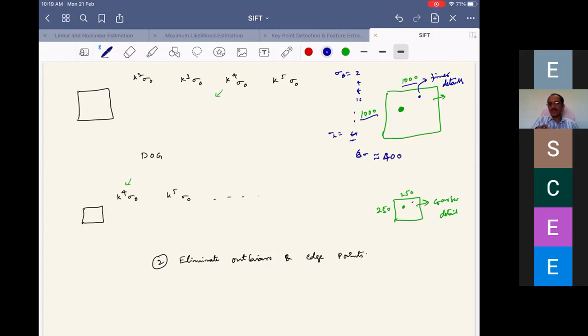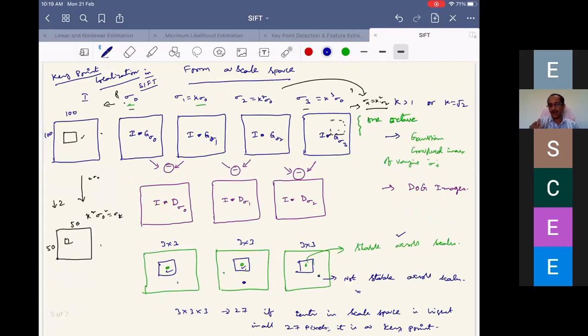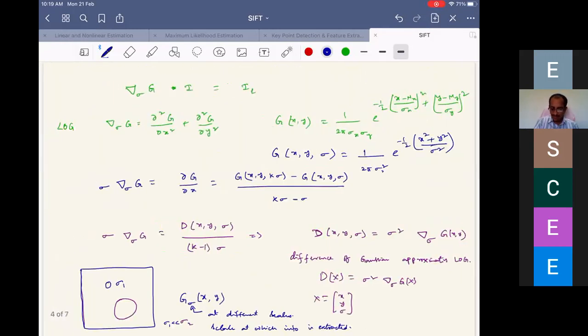So for each convolution to find a key point, I'm looking at a 400 cross 400 region and performing convolution with a Laplacian of Gaussian. Instead of convolving with the Laplacian of Gaussian, the suggestion given by David Lowe is that the scale-normalized Laplacian of Gaussian is equivalent to the difference of Gaussian. The expression for the Laplacian of Gaussian itself is difficult, and convolution with it is also difficult. Compared to that, you can consider this difference of Gaussian.